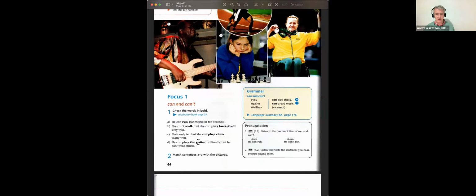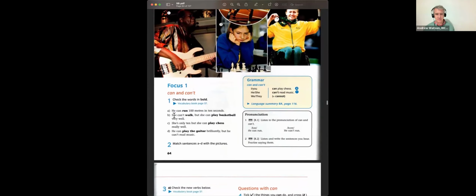You could help them with the vocabulary in these sentences, A to D. You can get them to match the sentences with the pictures, and that helps to convey the meaning of these sentences with can or can't.